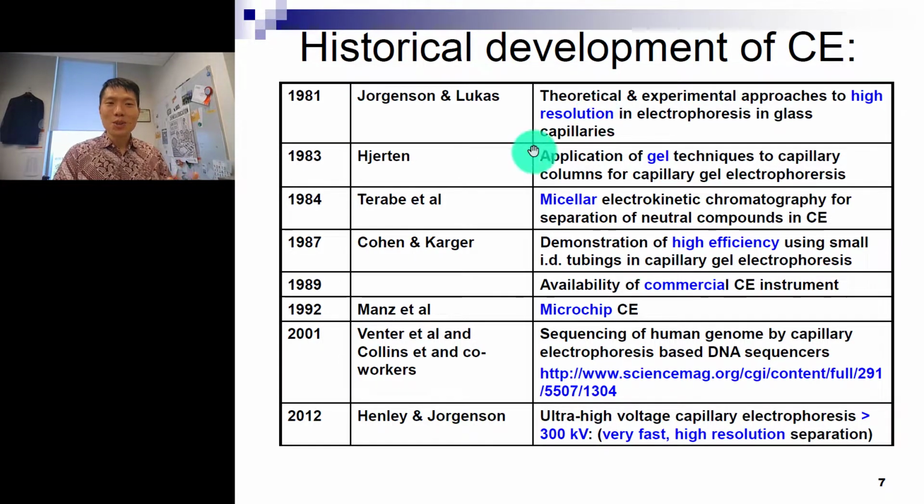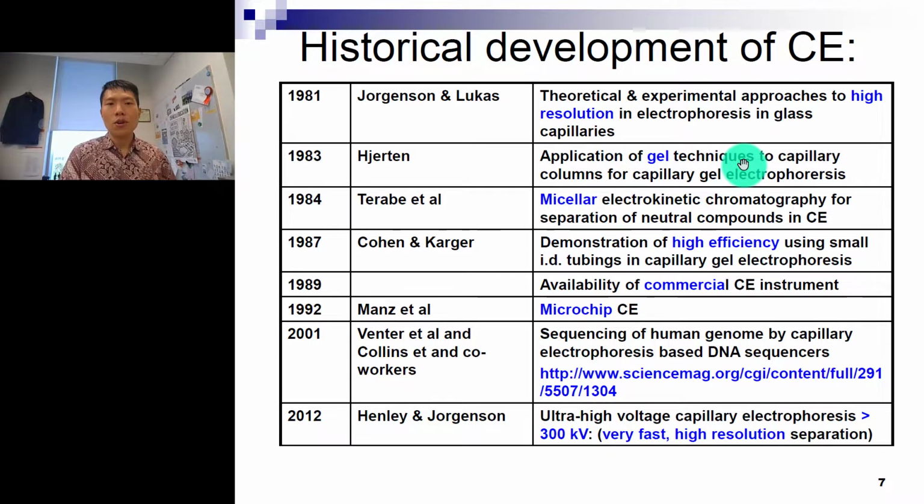Luckily, two years later, in 1983, Hjertén, a Swede, applied gel techniques to the capillary column. Gel, like jelly. So it won't break, because of its material property. It is not as fragile as glass. So he invented capillary gel electrophoresis, and we still know it today for DNA separation.